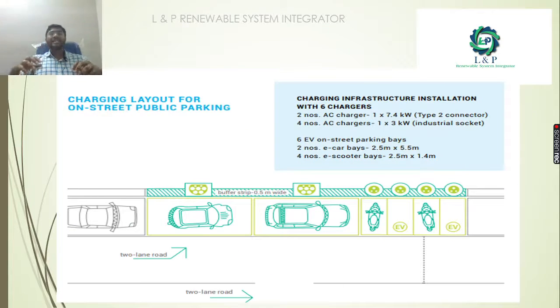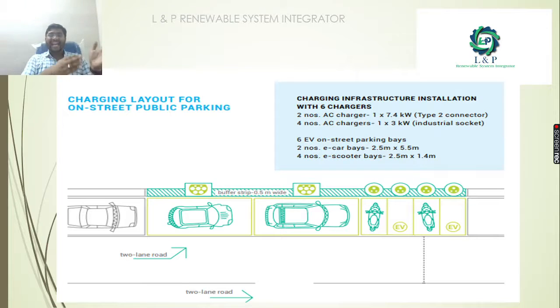For the charging layout for the on-street public parking, there also we can design the infrastructure with the help of 6 chargers. 2 chargers can be DC chargers and 4 chargers can be AC chargers. In the AC chargers we can use a 7.4 kilowatt type 2 connector, and for the 4 numbers used for AC charging, we can use 3 kilowatt industrial sockets also. So 6 electric vehicle on-street parking bays can be designed.